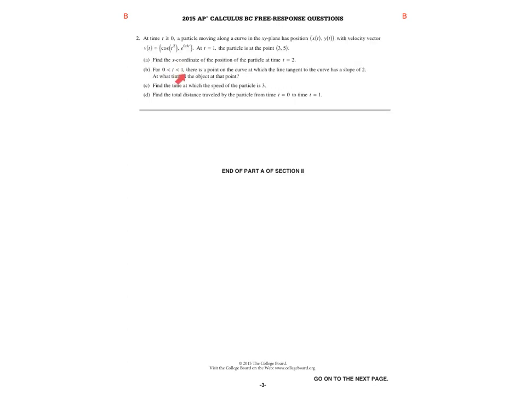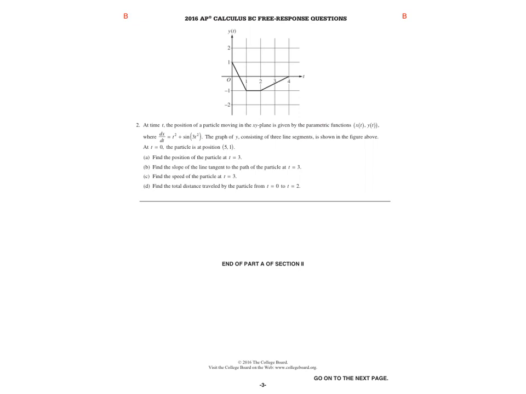Find the x-coordinate, the line tangent, find the time the speed is. Again, we're going to find speed and do something with it. And then the total distance. Find the position, find the slope, find the speed, find the total distance. That's how it's going to go.